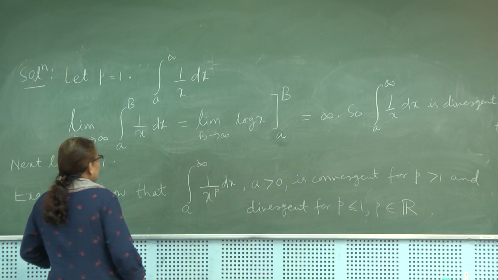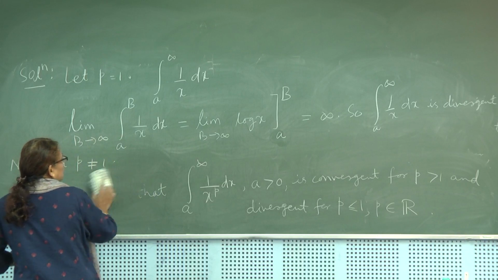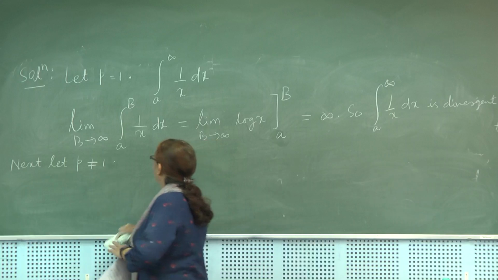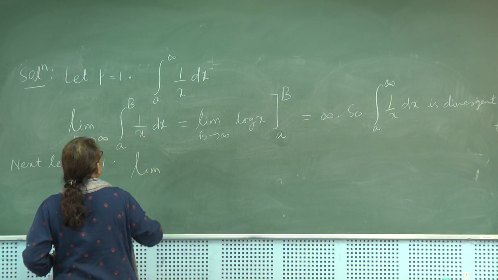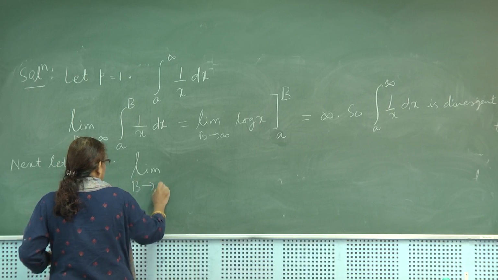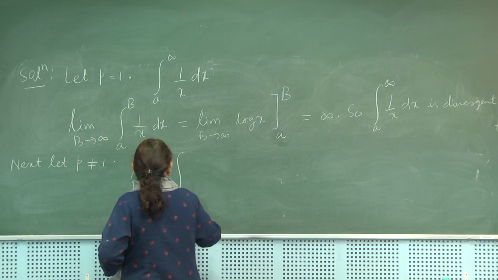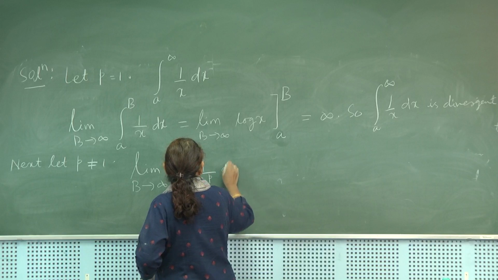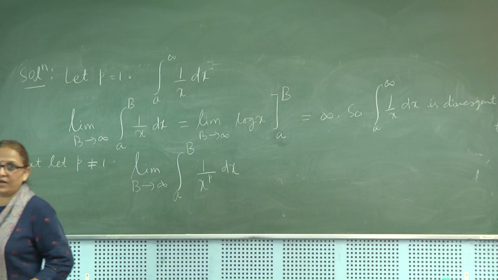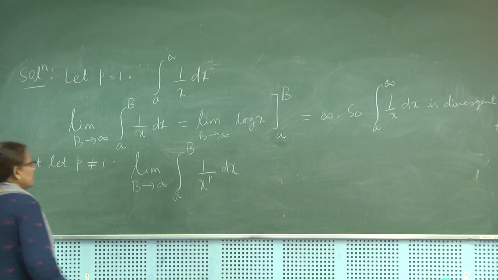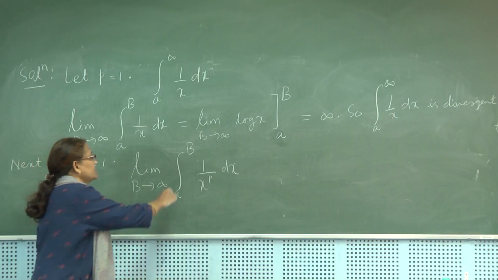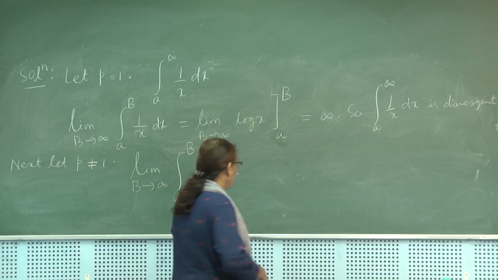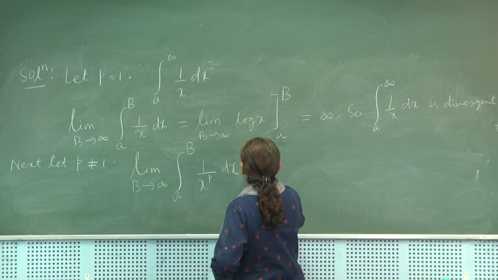So, we consider next let p be different from 1, p is not equal to 1. In this case, what will happen to the limiting value? Again we shall look at this limiting value, b goes to infinity, integral a to b 1 upon x to the power p dx. We have to look at the value of this integration you find out, and then you take this limit b goes to infinity. So, what will be this limiting value?